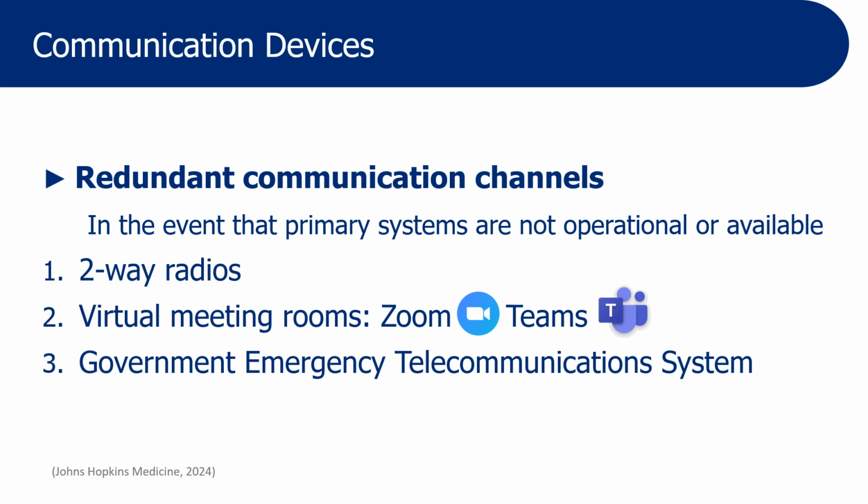In the event that primary systems are not operational or available, redundant communication channels such as two-way radios, online virtual meeting rooms via Zoom or Teams, and government emergency telecommunication systems can be used.